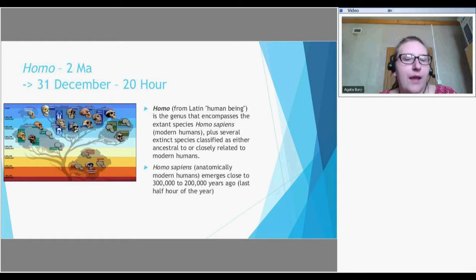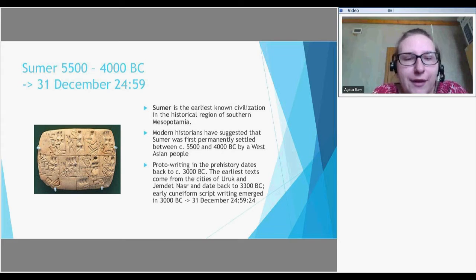And two examples from human history. Sumer, the earliest known civilization in the historical region of southern Mesopotamia, which lived from 5.5 to 4,000 years before Christ. It gives the last minute of our year. The proto-writing in the prehistory dates back to 3000 before Christ, and from that time we've got the earliest scripts, and in our year it's the last half minute of the year.